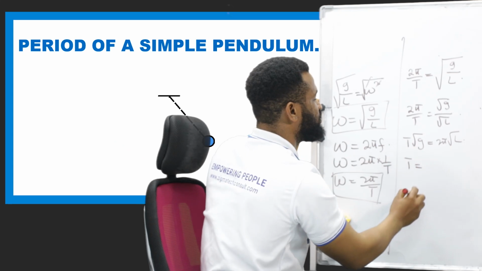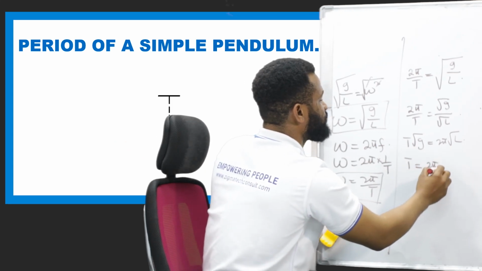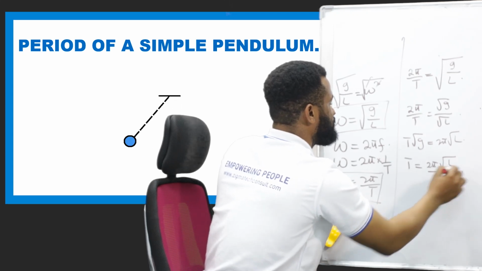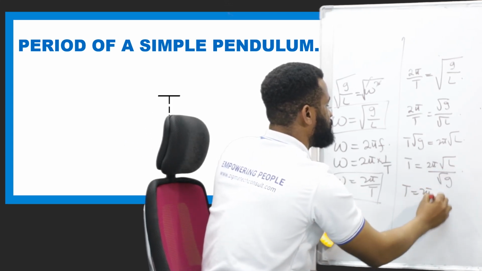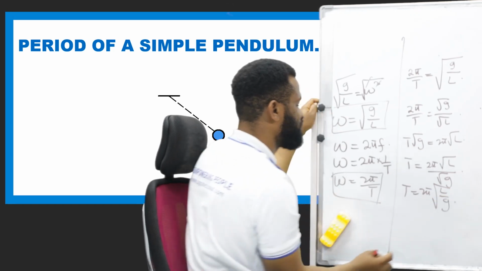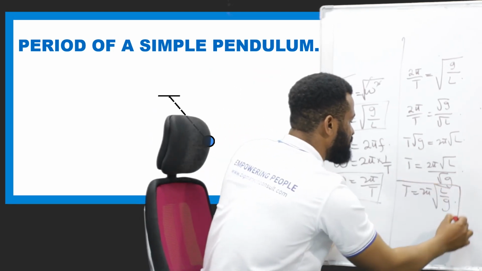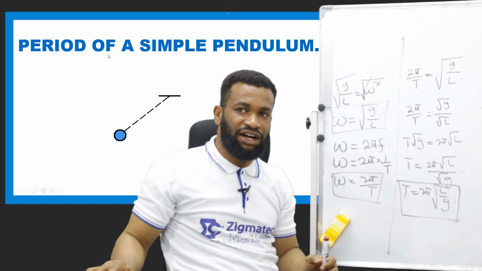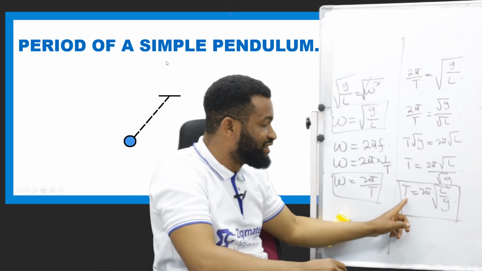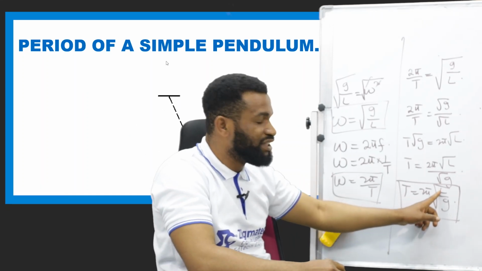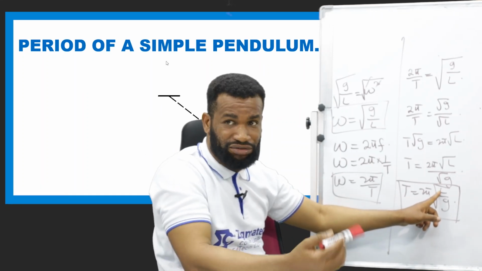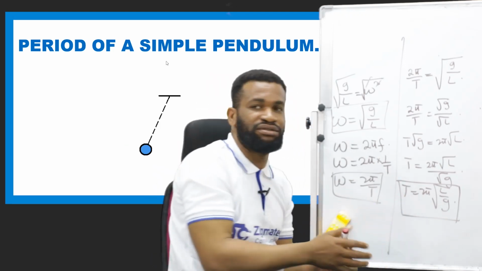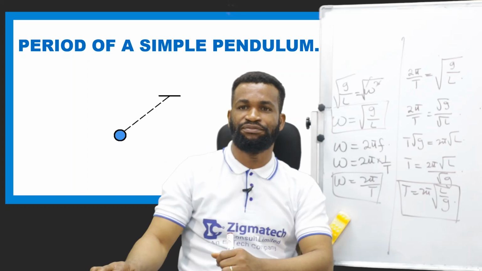Therefore, T is equal to 2 pi square root of L divided by square root of g. Therefore, T is equal to 2 pi square root of L over g. You see that? This is the period of a simple pendulum, whereby T is the period, L is the length of the thread or string holding the pendulum, and g is acceleration due to gravity. So this relation talks about the period of a simple pendulum.